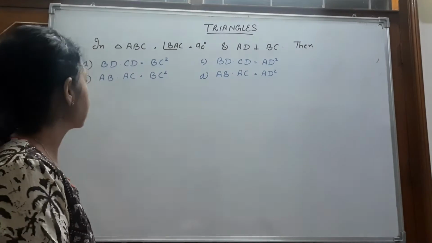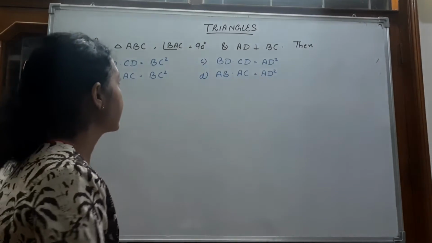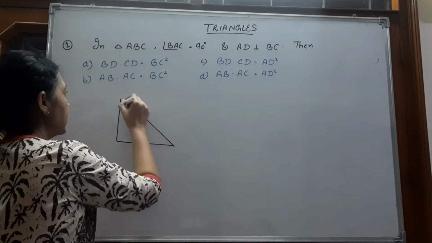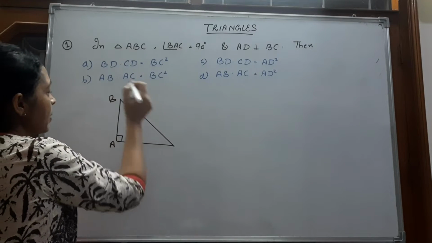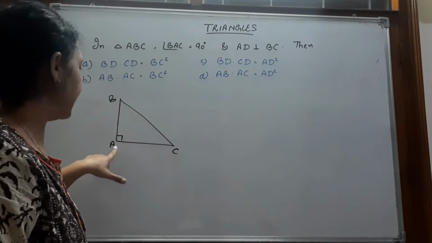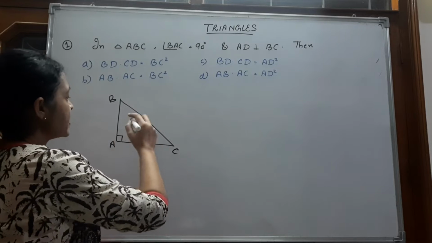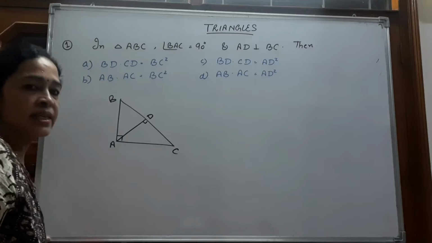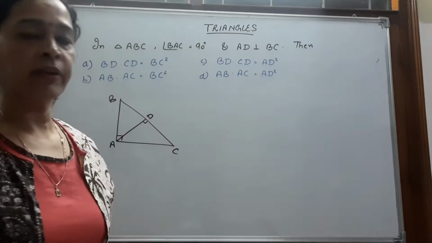The first one is: in triangle ABC, angle BAC is 90 degrees, A in the center. So in this triangle, angle A is 90 degrees. This can be B and this is C. AD is perpendicular to BC, and BC is the hypotenuse. Clear? Then four options are given.